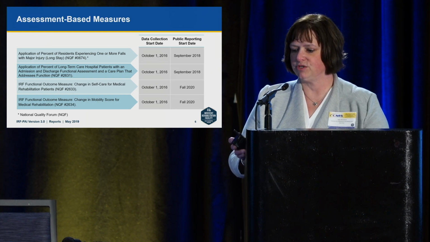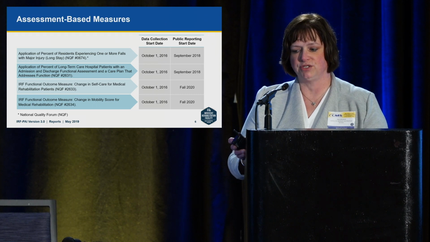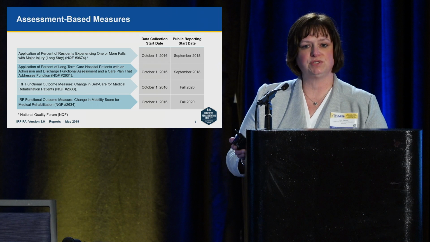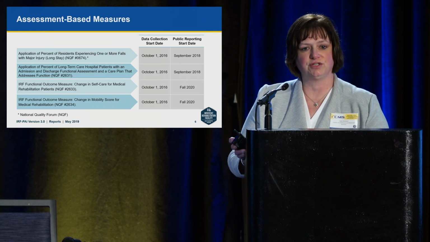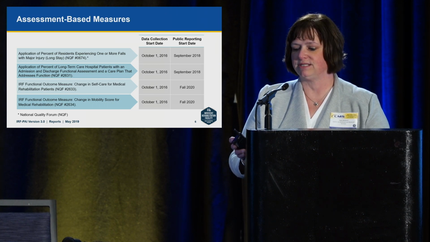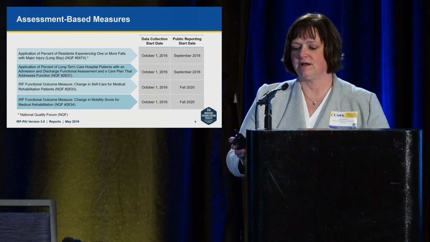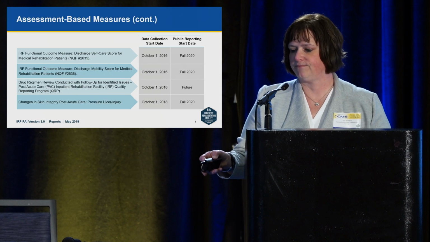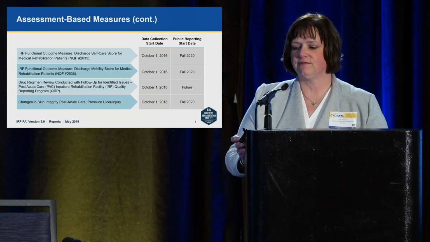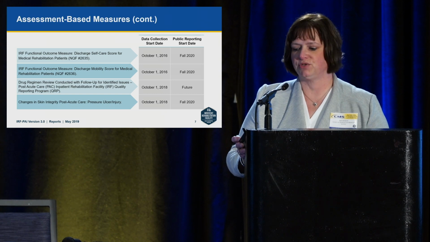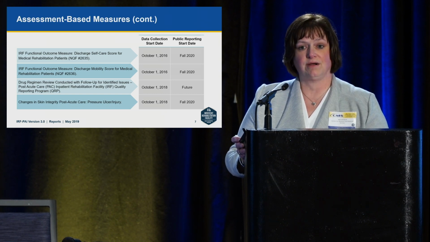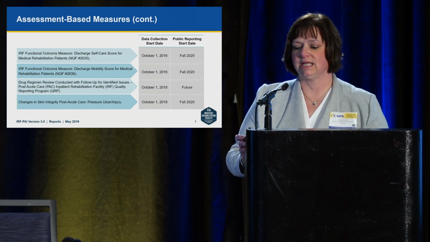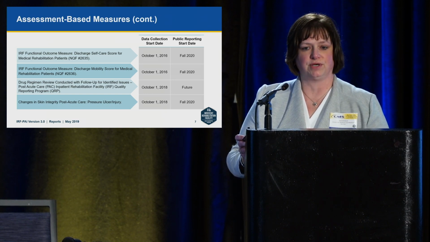So you can see our measures here. The first is the falls with major injury measure, the percent of patients with an admission and discharge functional assessment and a care plan that addresses function, the IRF functional outcome measure change in self-care, the change in mobility score, the discharge self-care score, the discharge mobility score, the new DRR measure that Terry spoke about this morning, and the changes in skin integrity pressure ulcer injury measure.